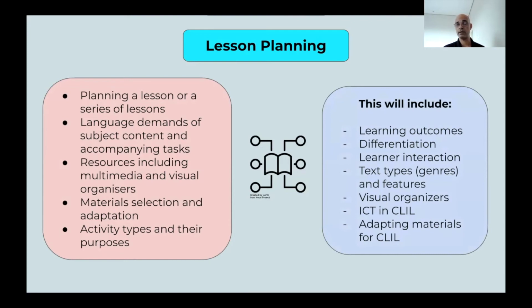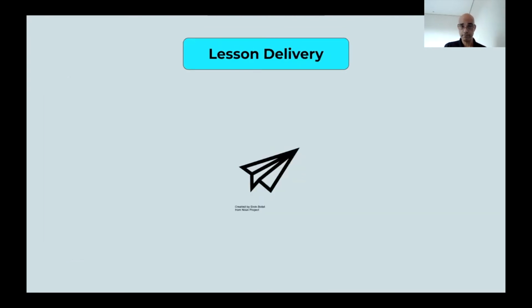So you could see questions on any of these topics, genres or types of texts with a certain subject. For example, you have short text for math and math problems, but you may have longer texts for science. So there's different types and correspond to different genres. Visual organizers, ICT or technology in CLIL, and how to adapt materials from different subjects for CLIL.